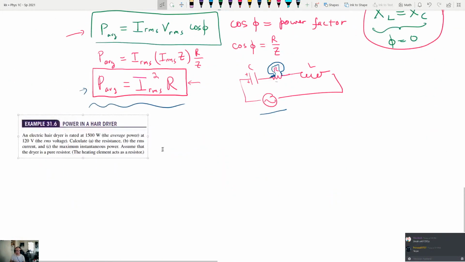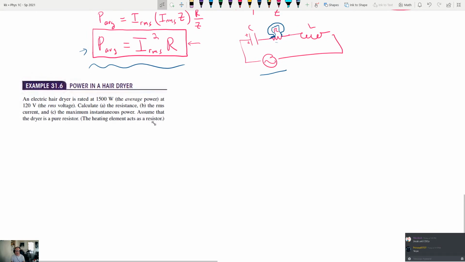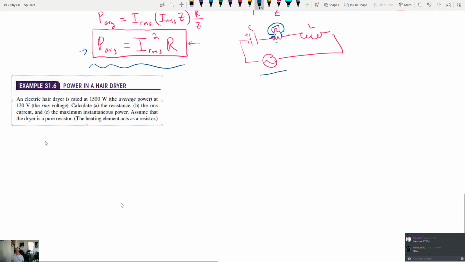So we have an electric hairdryer that's rated at 1500 watts, and now we can say this is the average power. At 120 volts, which is the RMS voltage, we want to calculate the resistance, the RMS current, and the maximum instantaneous power. We're going to assume that the dryer is a pure resistor, the heating element acts as a resistor. Okay, so we know average power is 1500 watts. We know that the RMS voltage is 120 volts. And we want to find, A, what is the resistance?